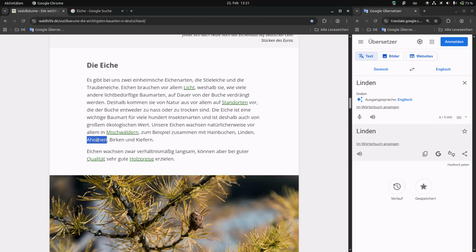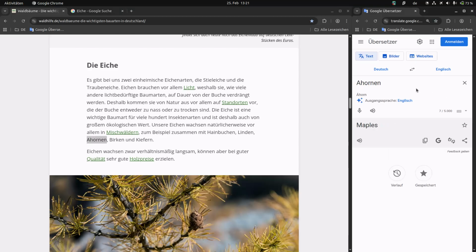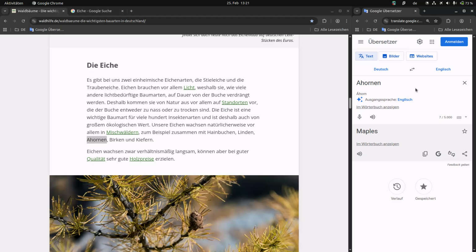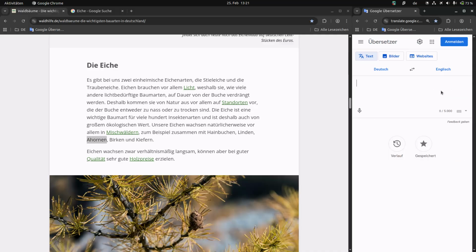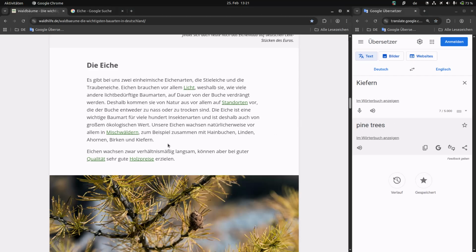Ahornen, what's it called? I forgot the word. Maples. Maple leaves, of course, the famous Canadian NHL team, ice hockey. Birken, which is birches, you could say. There are also different species, like the yellow birch in German, gelb Birke. I think Weißbirke, it's also called like white birch. Und Kiefern, which was a pine or spruce, I think pine, and pine trees.